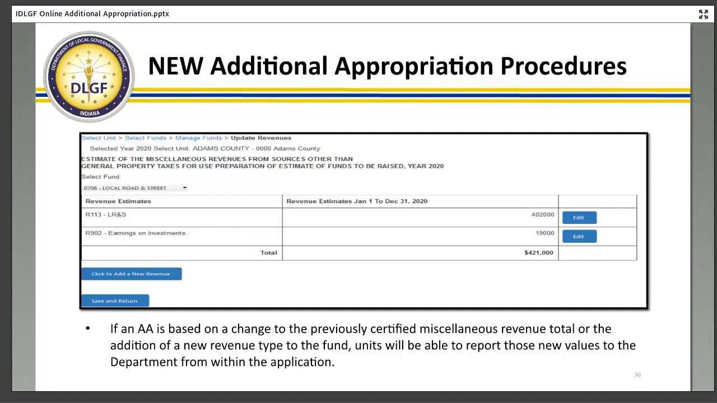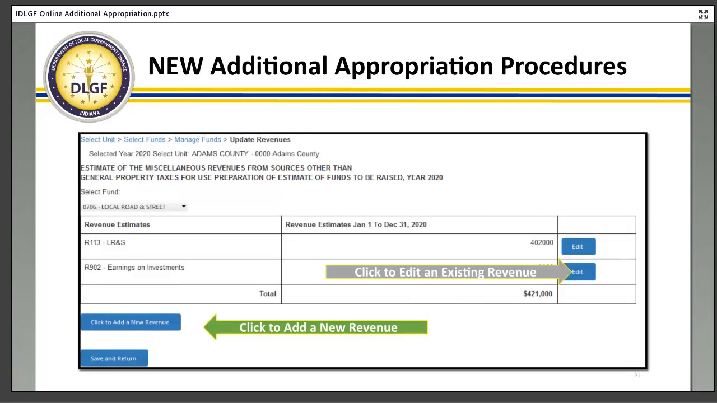Now, this is under the current additional appropriation procedures. That is satisfied by finding a copy of your Form 2 either through Gateway or with the assistance of your DLGF field rep, making manual adjustments to it and including that with the form that you sent in. Under the new additional appropriation procedures, there will be an opportunity to either click on an existing revenue that was used in the budget certification process and increase the amount, or we can see on the green arrow to click and add a new revenue source that could be used to support that additional appropriation.